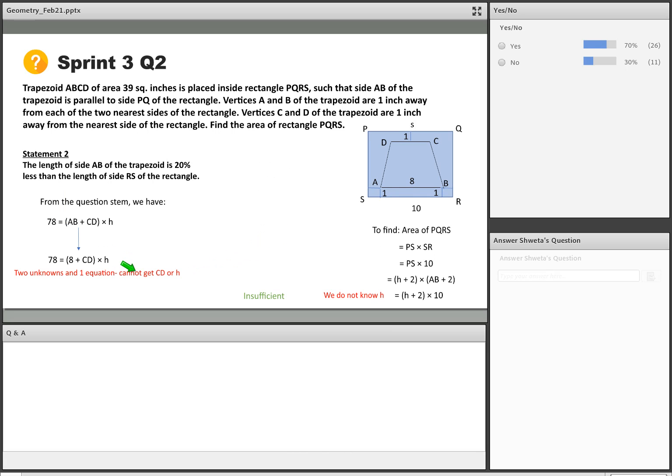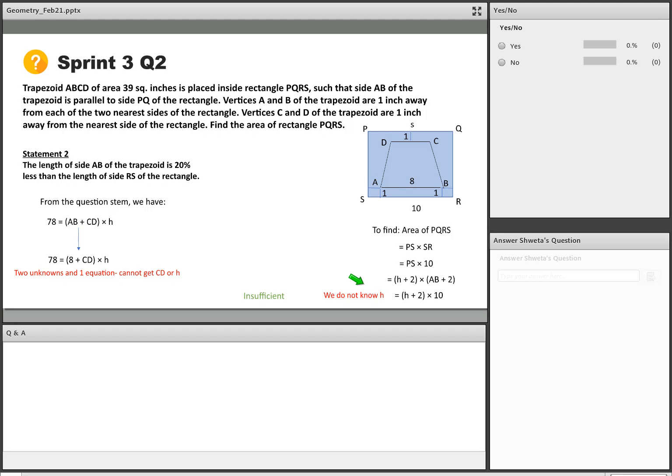Now it's time to think about the question stem, where you knew 78 equal to this thing, this thing. Well, what I just found was AB is 8. So even if I put AB as 8, I still have two unknowns. I don't know CD. I don't know H, this height. So I still cannot find this area because again, I'm missing H. Even though I know AB now, it is 8. So 8 plus 2 is 10. I still don't know the value of H. So statement 2 is also insufficient.